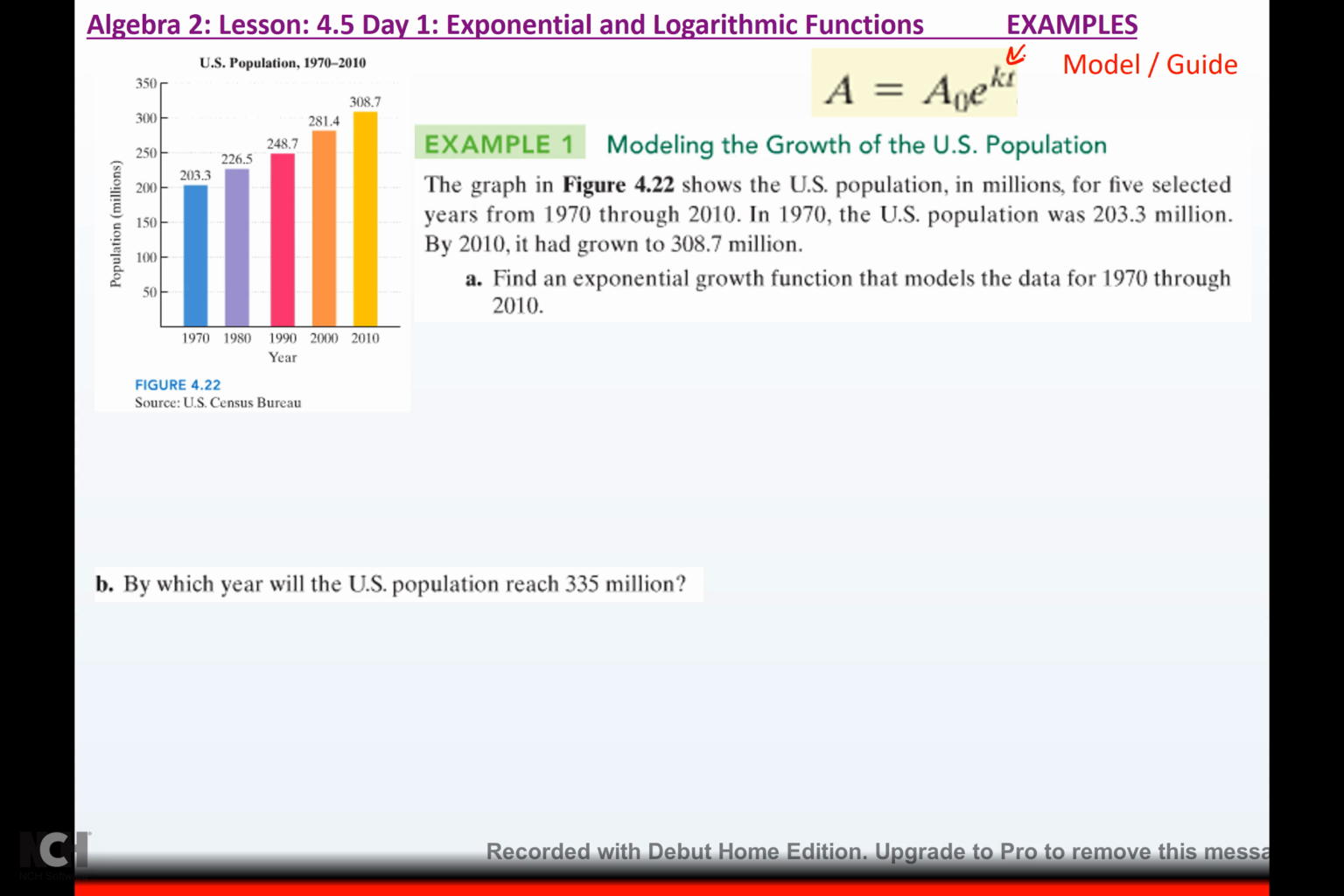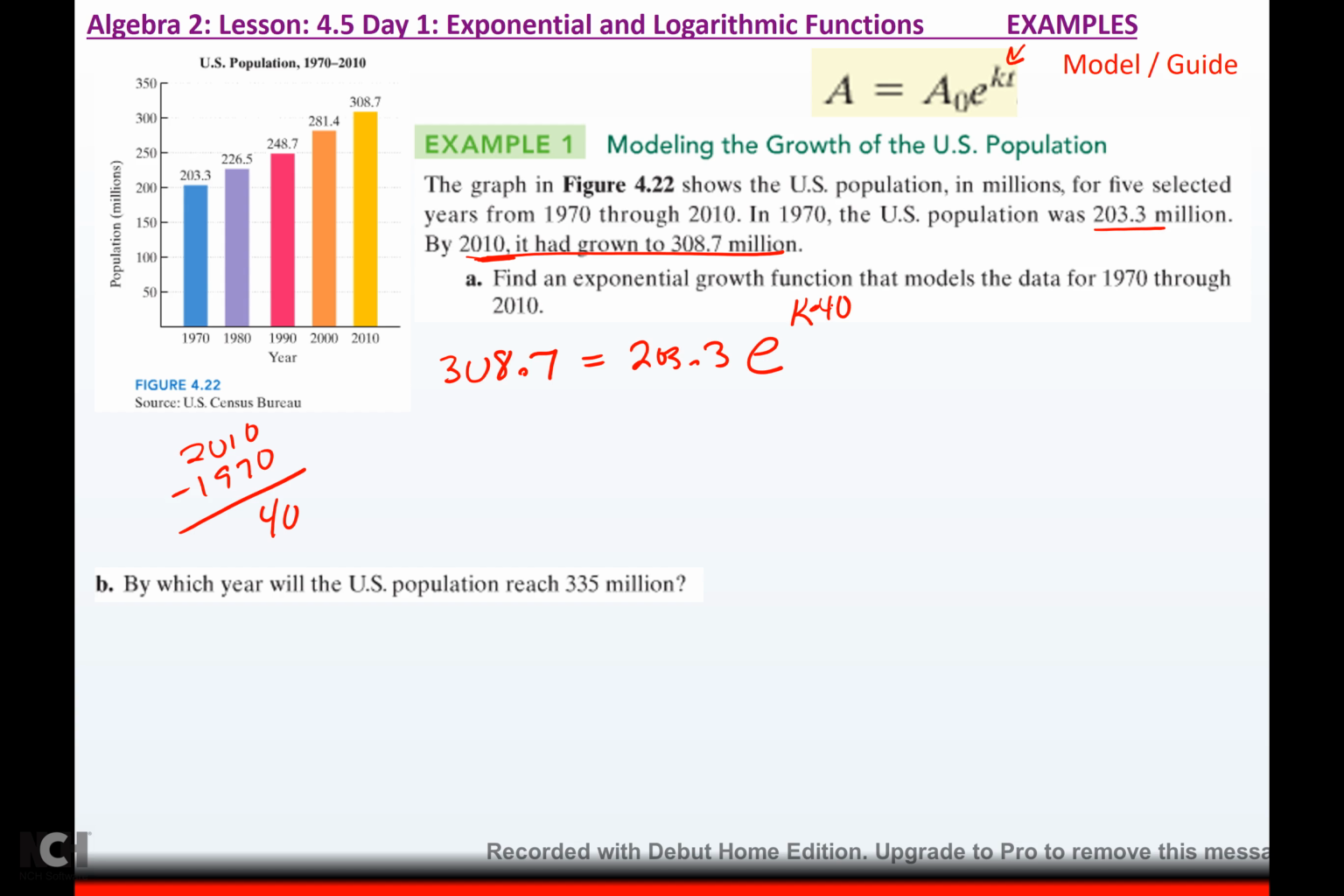They give me the final amount by 2010, when they stopped looking at their data. The final amount of people was 308.7. The initial amount of people was 203.3 million. e to the k, I don't know, that's what I'm looking for. And the time, from 1970 to 2010, we subtract 2010 minus 1970. You get 40 years. So my time is 40.